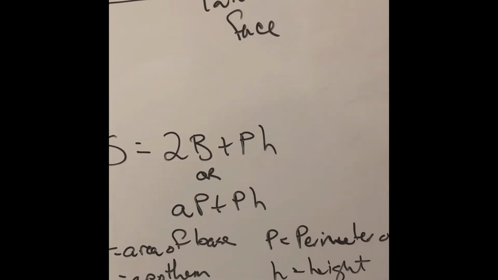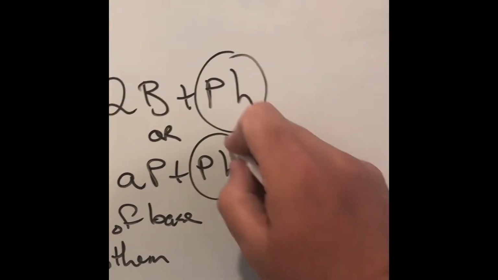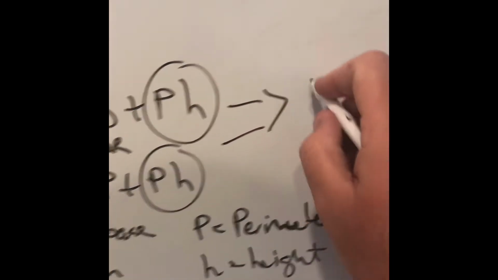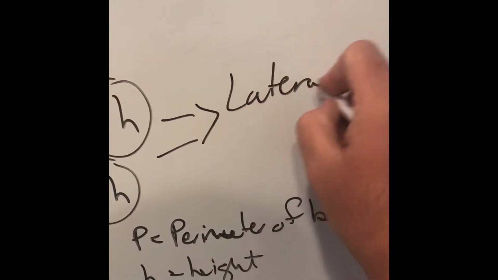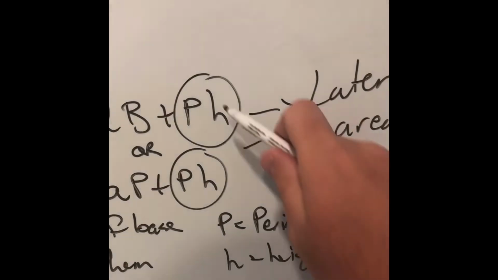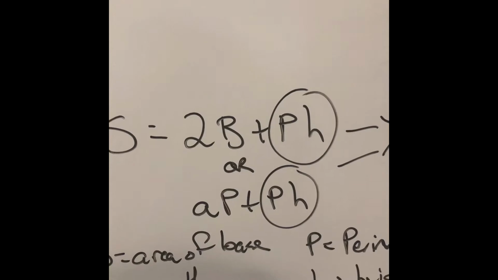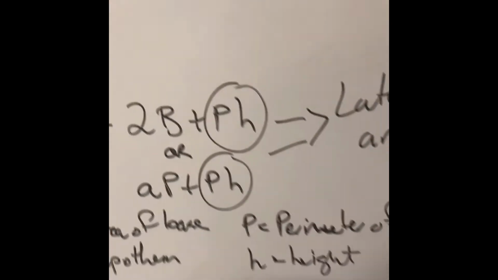Now, sometimes they won't ask you for the whole surface area. They'll only ask you for the lateral area. This part here is always your lateral area because that's the area of the lateral faces. Remember those rectangles we were talking about? The way you figure out the total lateral area is perimeter times height. And then when you factor in the bases, that's when you get the entire surface area.